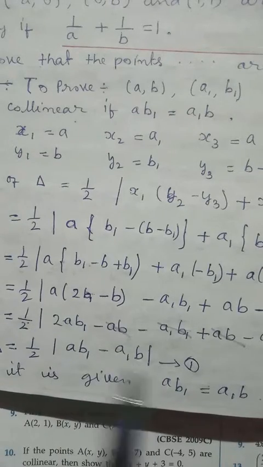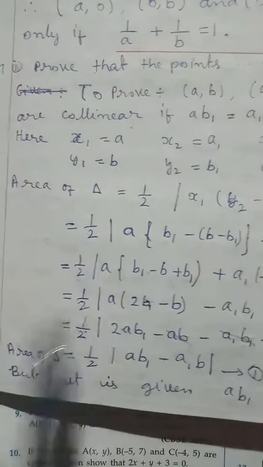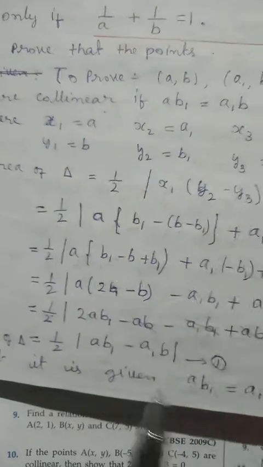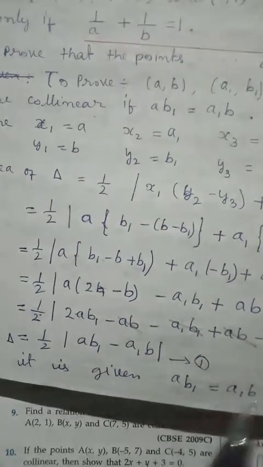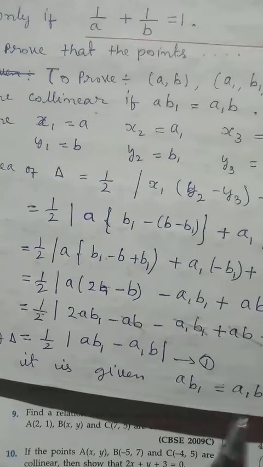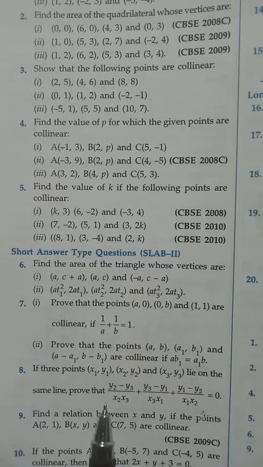A1B minus A1B, it will become 0. So if the area of triangle is 0, the points are collinear. So we see that the whole area here becomes 0 only when AB1 equal to A1B. So it proves that the points are collinear only when these two are equal. So we move on to next question number 8.